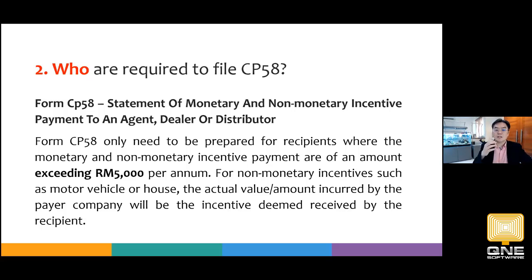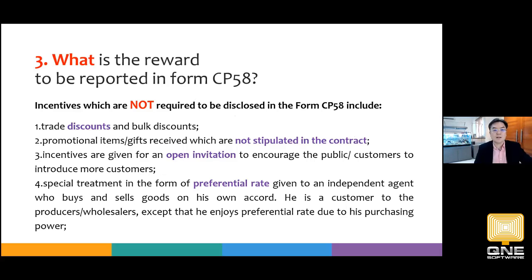Deemed means a gift or a reward given to you, passed on to you. They may not be in cash, just like what I mentioned just now: accommodation, tour package, all that. But all these are going to be deemed as a value equivalent to cash, and it needs to be recorded in your CP58. So that's the second part of it.